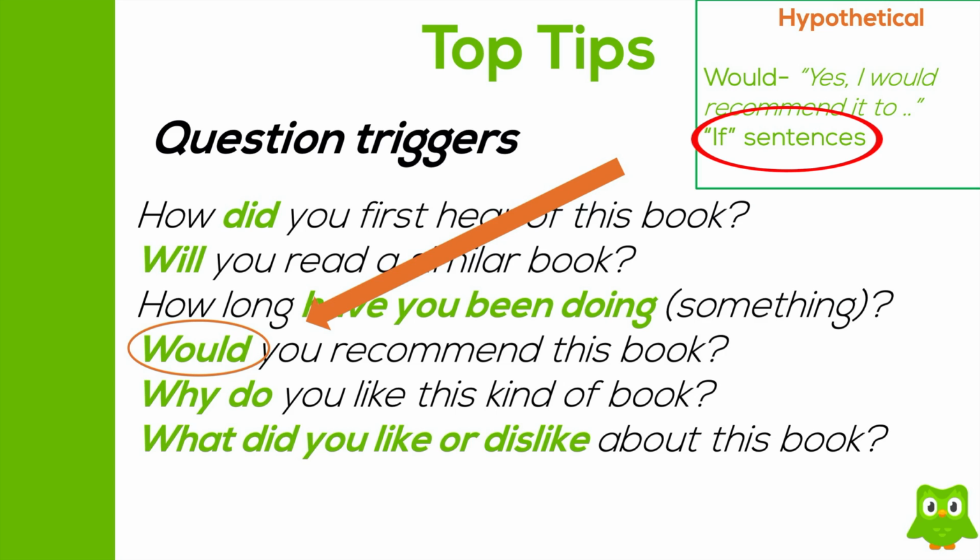So if a question has would in it, you shouldn't answer using the simple past. So for this question, would you recommend the book to someone? You shouldn't say, yes, I did, or yes, I will. You should respond in a hypothetical way. For example, yes, I would recommend this book because I found it very interesting. Or, no, I don't think I would recommend this book because it wasn't very good. You could also use if sentences here too, because if sentences are hypothetical. So a simple answer would be, sure, if someone asked me about this book, I would recommend it. So definitely pay attention for the would questions.